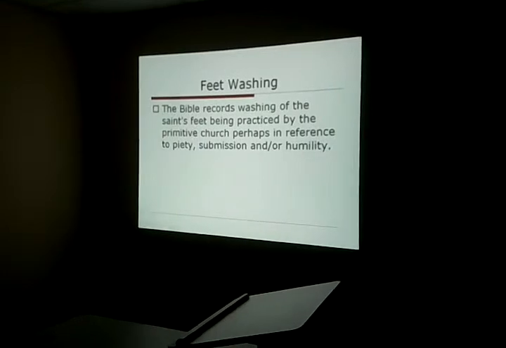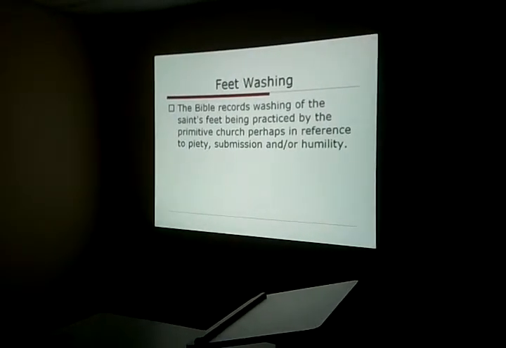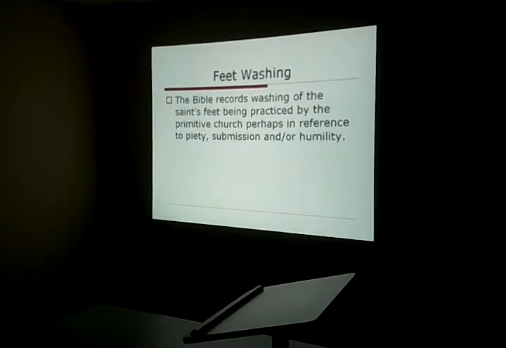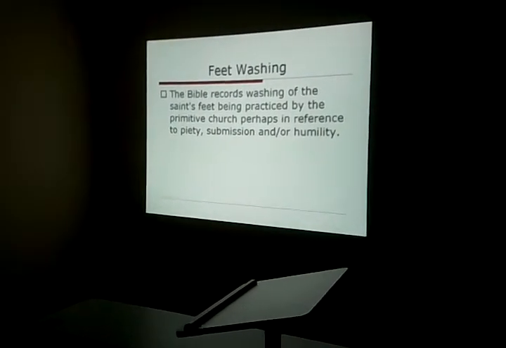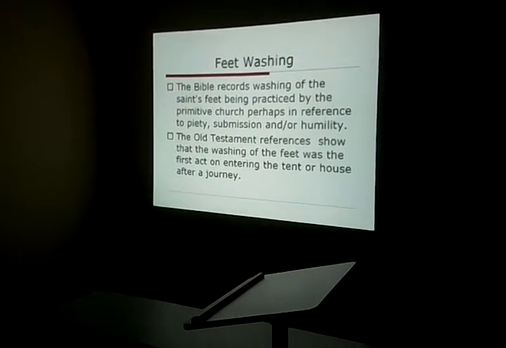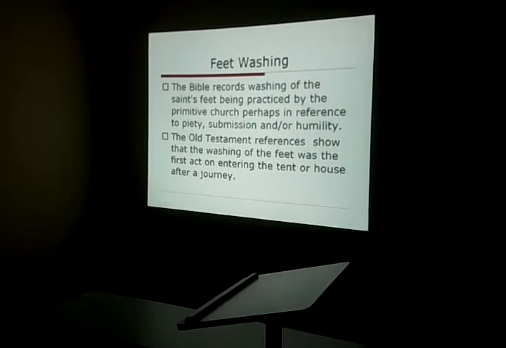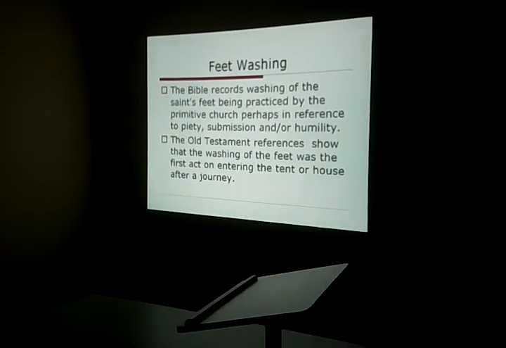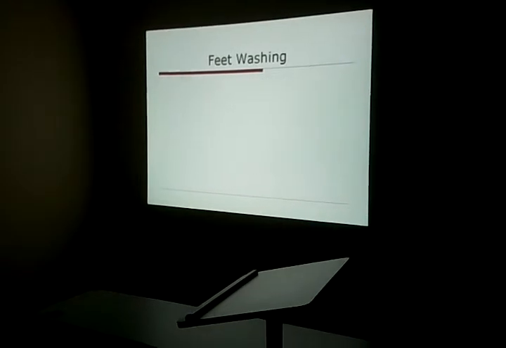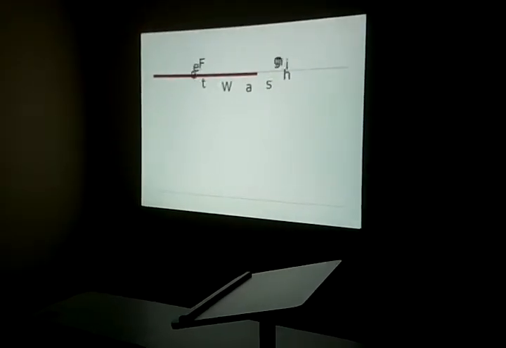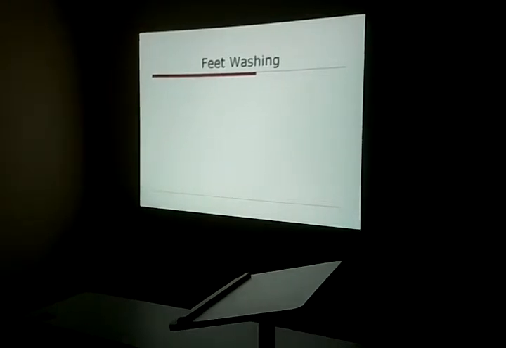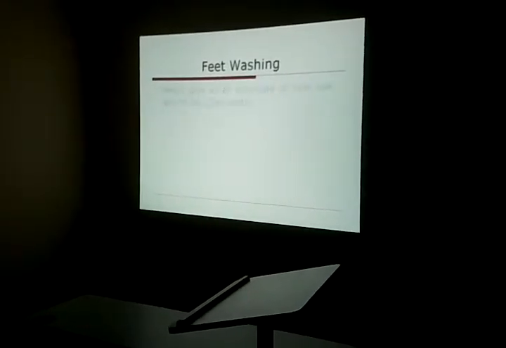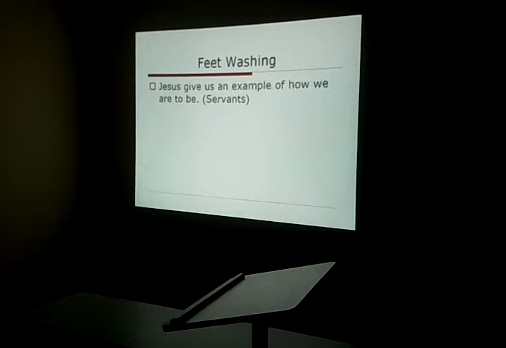Again, it refers to piety. It refers to submission, because it takes someone submitting themselves in order to bow and wash someone's feet, which is humility. Also, the Old Testament references show that foot washing was the first act upon entering a tent or a house. Normally, when someone would visit, they would be greeted by the host, and the host would invite them in. They would kiss them, hug them, and ask them to wash their feet.